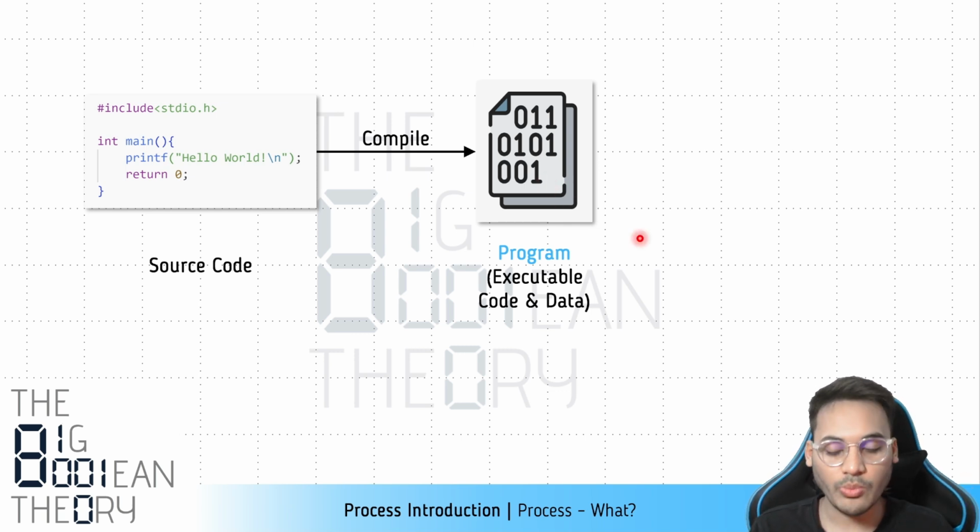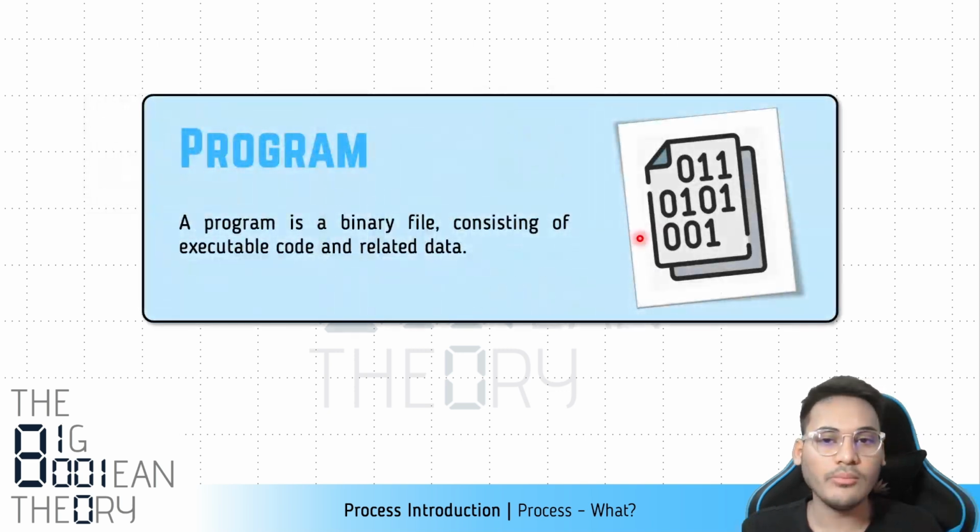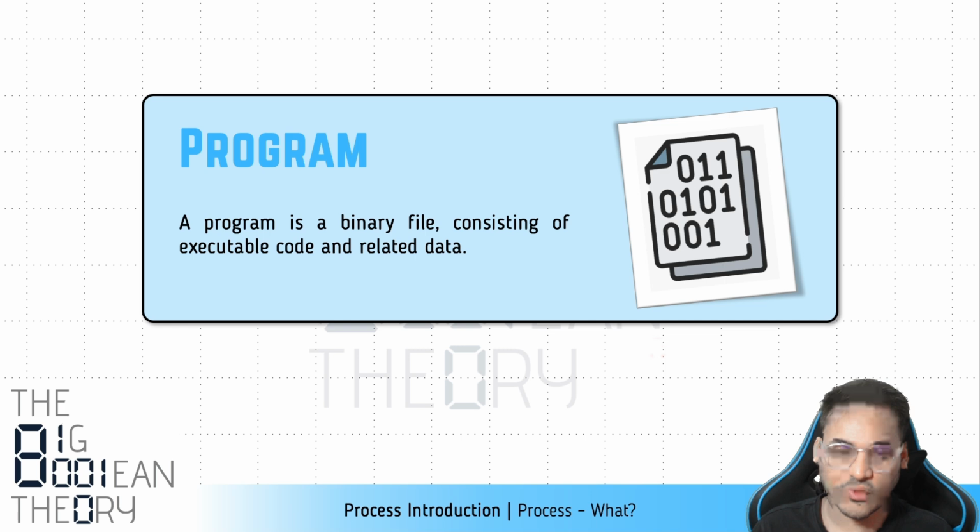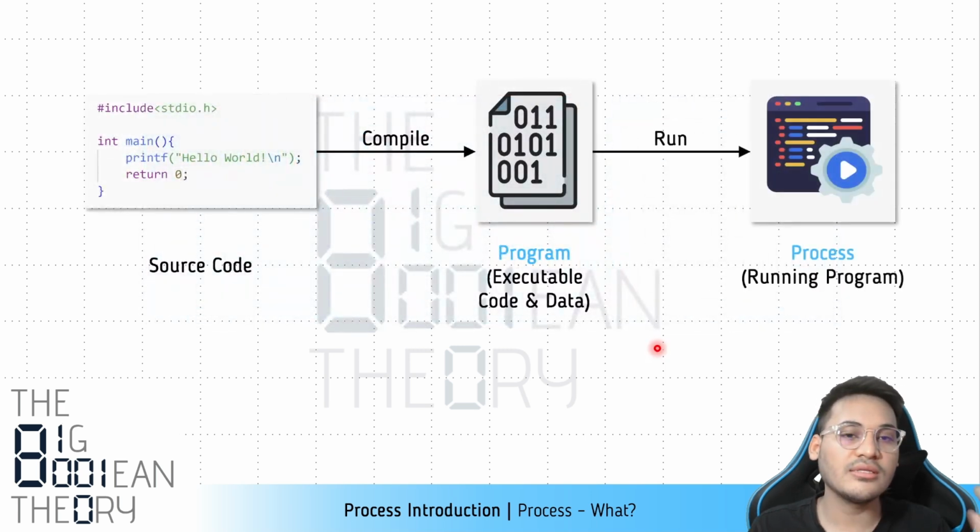So let me properly define this. A program is basically a binary file consisting of executable code and related data. So I said instructions. So executable code and instructions mean the same thing, right? So this is a program. This is just a binary file. Now, the next thing that you have to do is that now you can run this program.